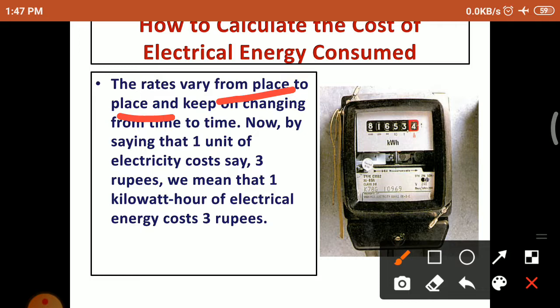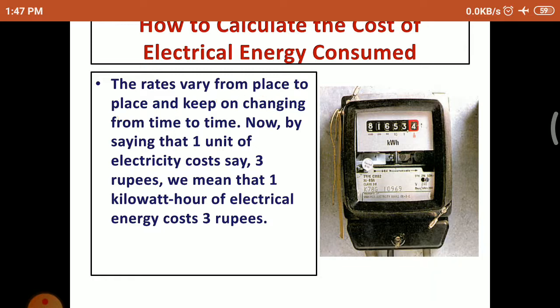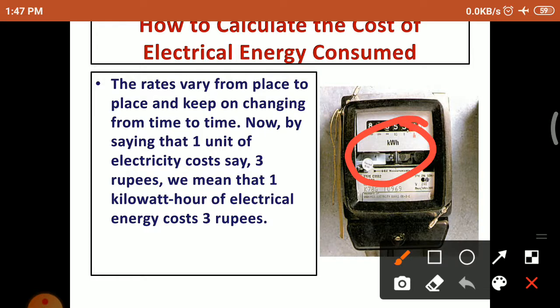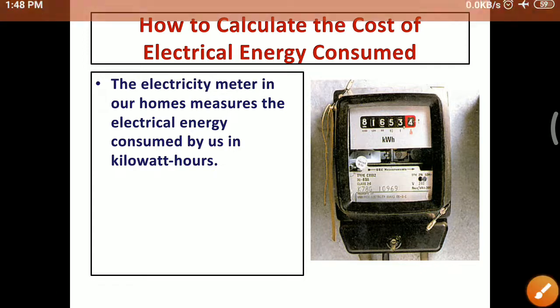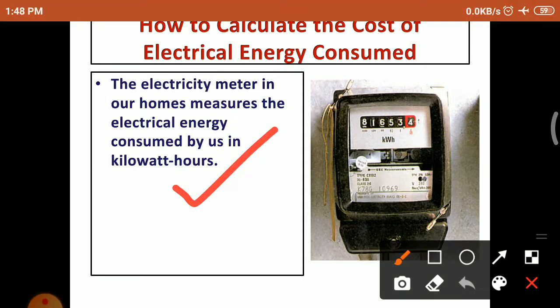Now, by saying that 1 unit of electricity costs, say, 3 rupees, we mean that 1 kilowatt hour of electrical energy costs 3 rupees. So 1 unit of current costing 3 rupees is nothing but 1 kilowatt hour of energy costing 3 rupees. The electricity meter in our homes measures the electrical energy consumed by us in kilowatt hour. See here, the kilowatt hour.